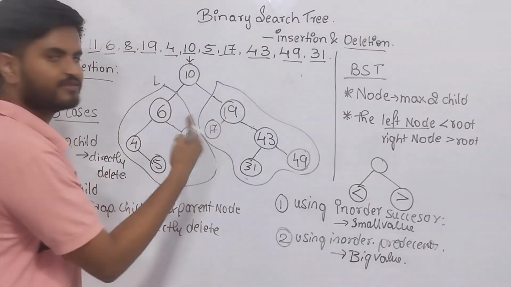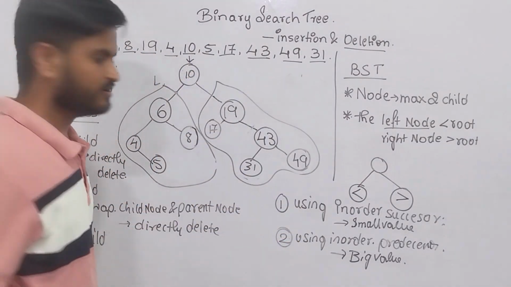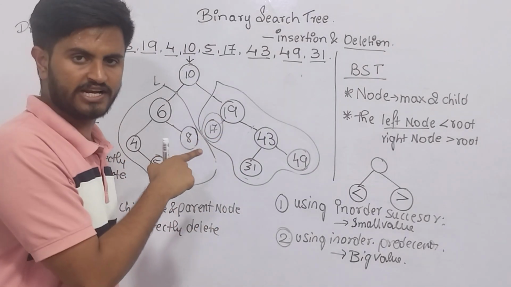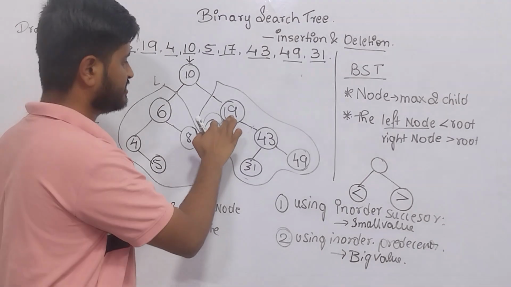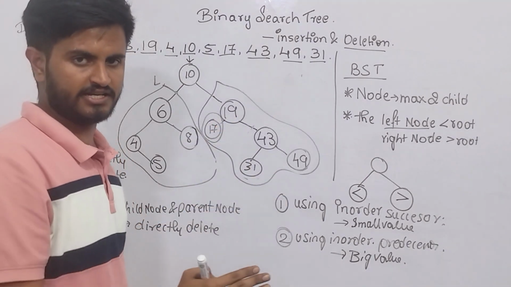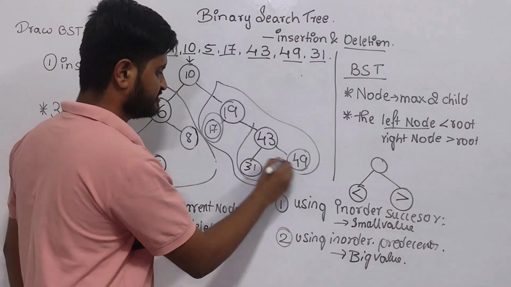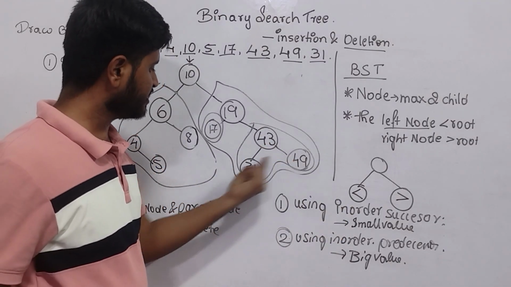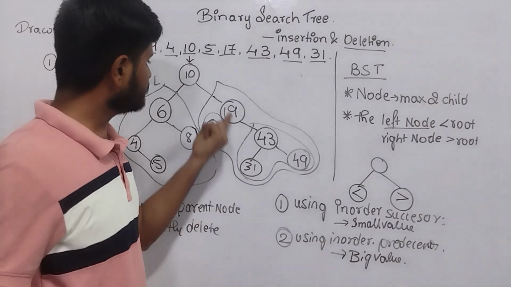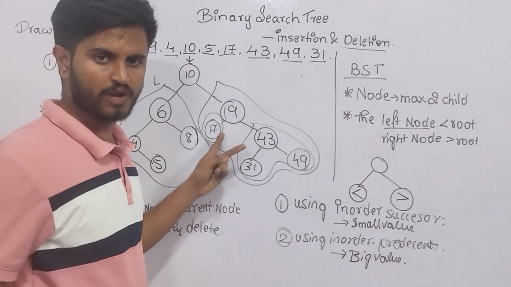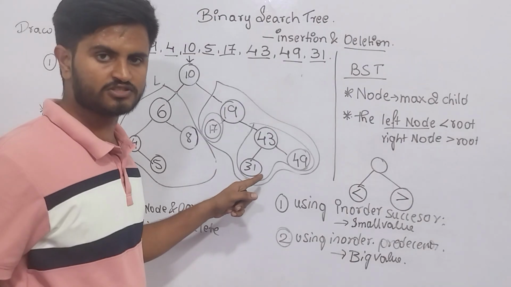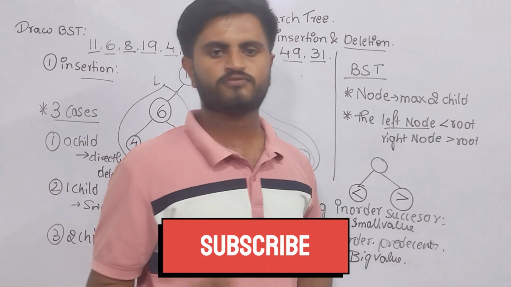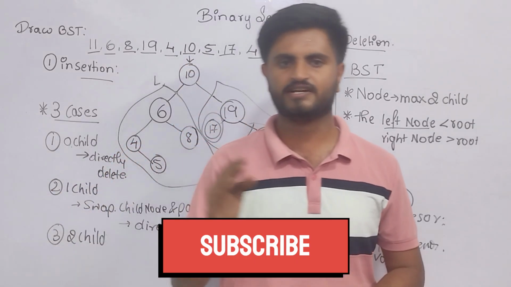So easily you can solve this problem. Now if you see, for example, I must delete 19. In the left subtree, that is inorder predecessor, we are having only one element. So I can swap 17 here, 19 here, and I can delete easily. In the right subtree, that is inorder successor, the smaller value among 43, 49 and 31 is 31. 31 and 19 will be swapped, and 19 will become the 0 child node and you can delete easily. So hope you understood the concept of binary search tree insertion and deletion.